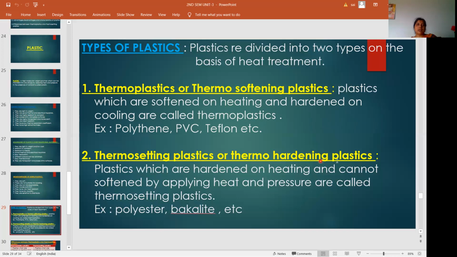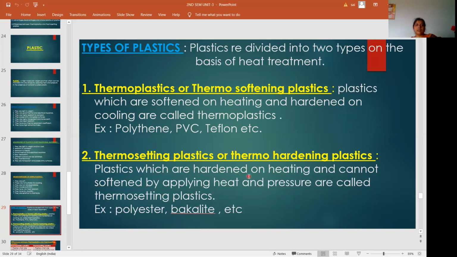Thermosetting plastics, or thermohardening plastics. Plastics which are hardened on heating and cannot be softened by applying heat and pressure are called thermosetting plastics. When you heat the plastic, it will keep hardening but cannot be softened. Even by applying heat and pressure, they will not soften. They just become hard and even turn black. That type of plastic is called thermosetting plastic.